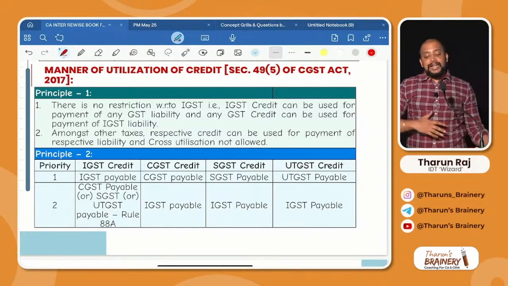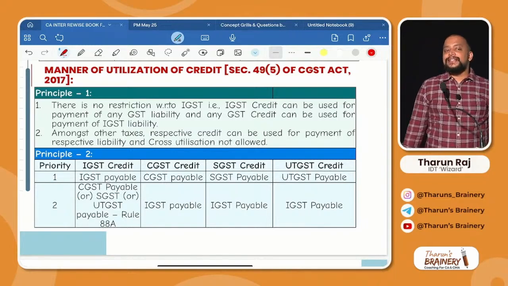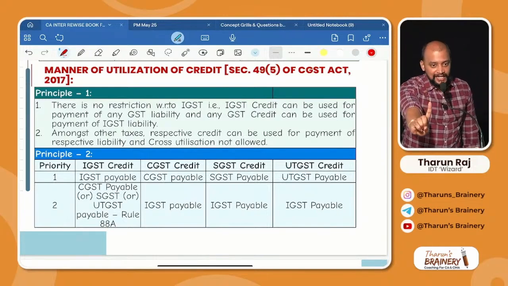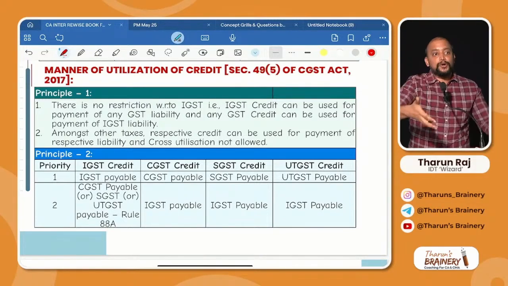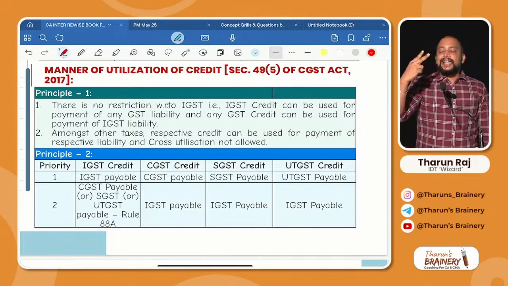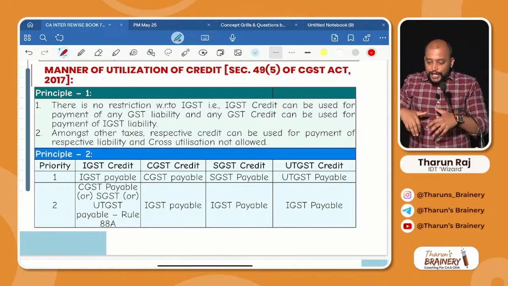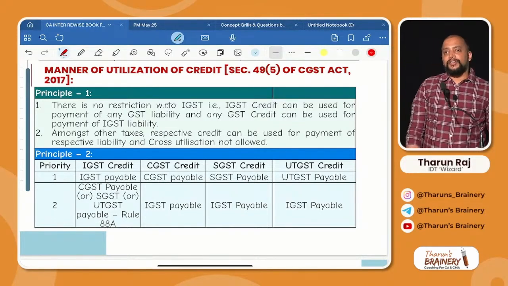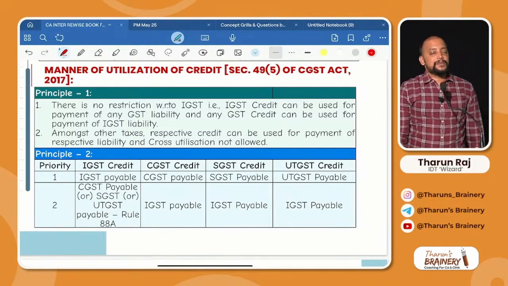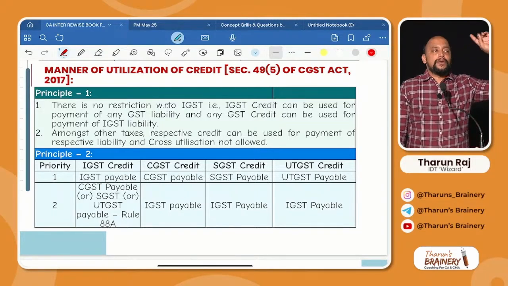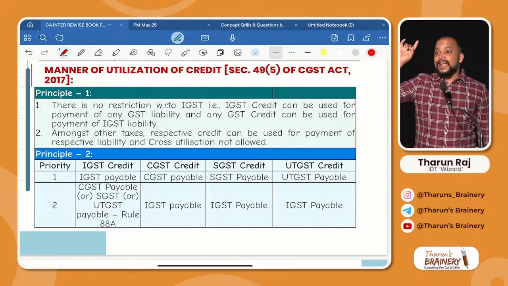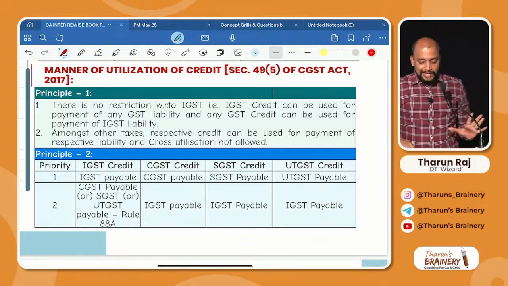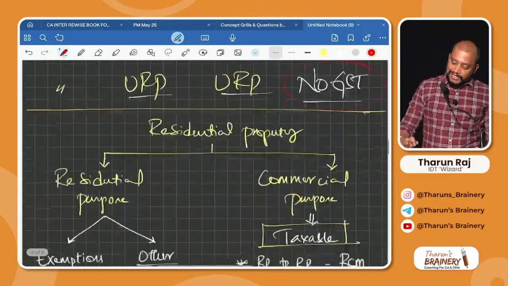Now we are moving on to the next part, that is utilization of ITC. So I told you that there are 3 things. First, availment of ITC. Everything here is about taking the credit only, correct? Second, I took the credit, now I need to set off with my liability. For that, what is the manner of utilization of credit? That is given in section 49 subsection 5. Section 41 talks about availment of ITC. 49 subsection 5 talks about utilization of ITC. Okay, concentrate here.